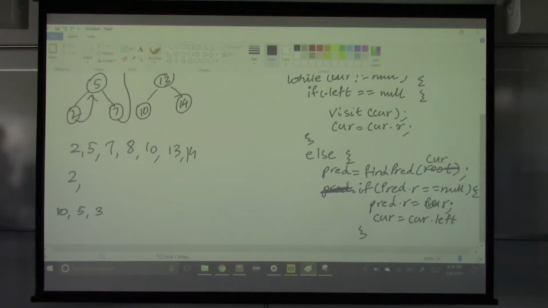I'm out of space. Okay, I'm gonna write code here. So the else of this if will be: I'll go into the else only if my predecessor's right is equal to myself. In that case, I visit myself again, and I again do cur equals cur dot right.